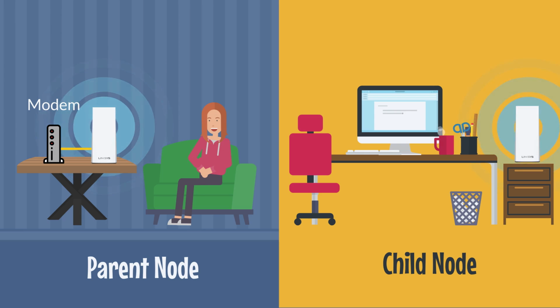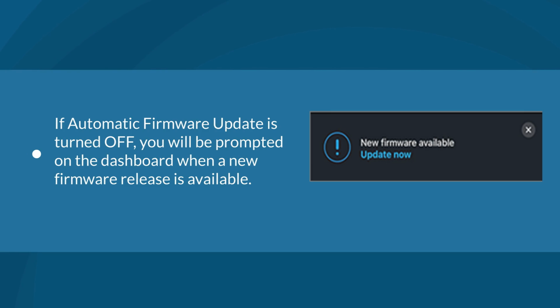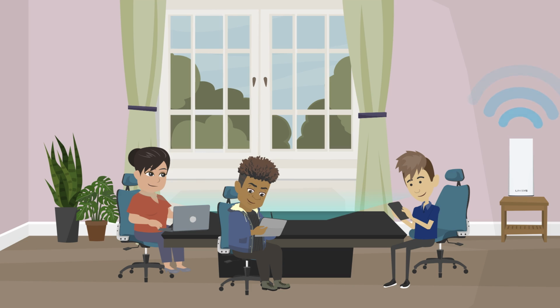automatically. If automatic firmware update is turned off, you will be prompted on the dashboard when a new firmware release is available. When this happens, tap Update Now to upgrade the firmware. Depending on the model, wait until the light on your node becomes solid white or blue. This indicates that your Linksys mesh system is ready. Make sure to not unplug or restart your mesh system during a firmware upgrade.